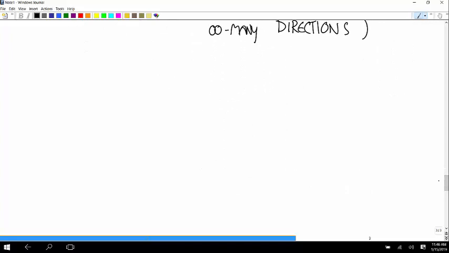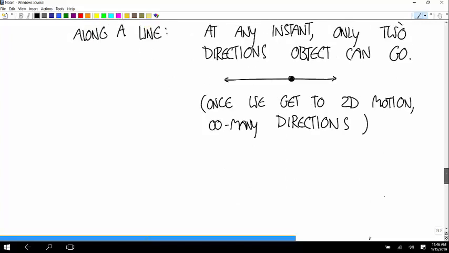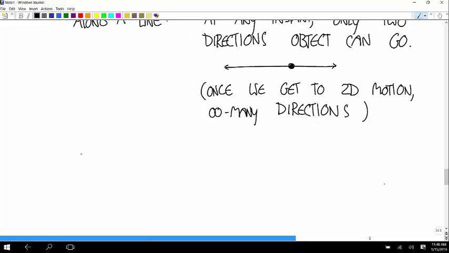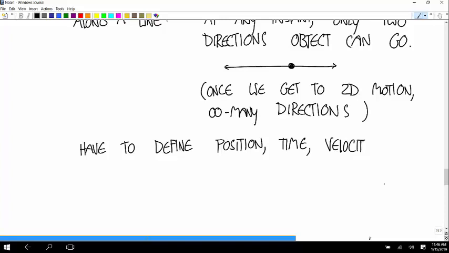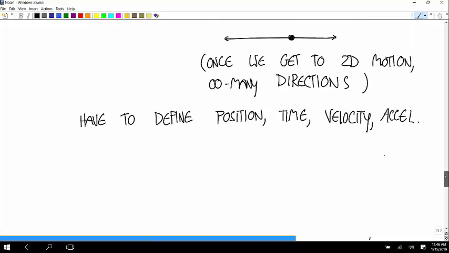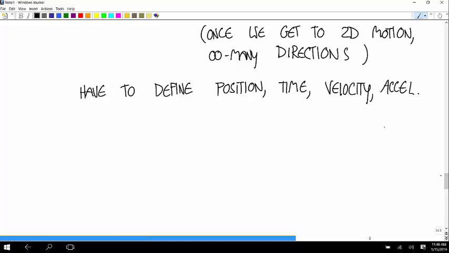And we're doing kinematics, so that means we have to define position, time, velocity, and acceleration. And so now I'm just going to go through these one by one and talk about the relationships between these things. I'm going to start with position.